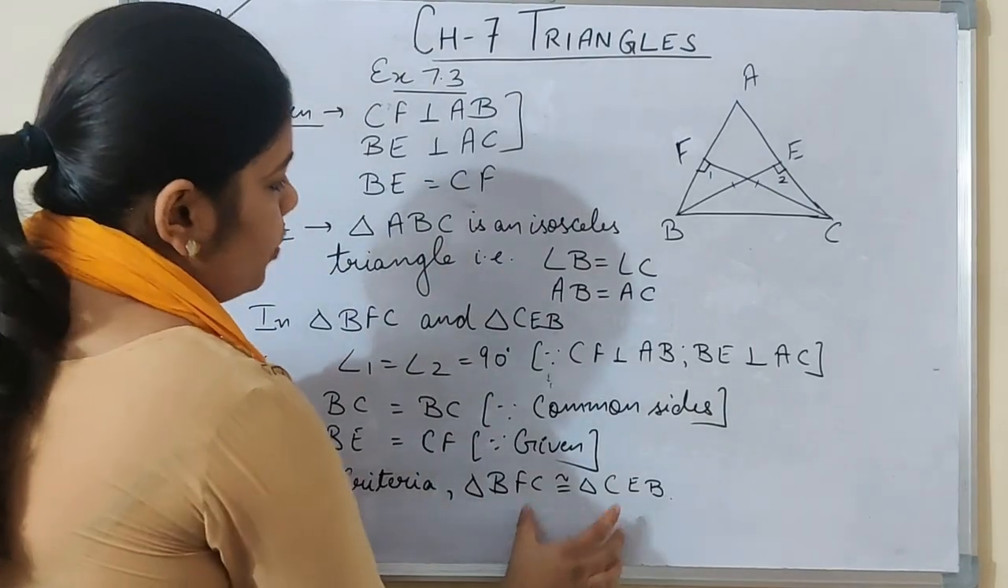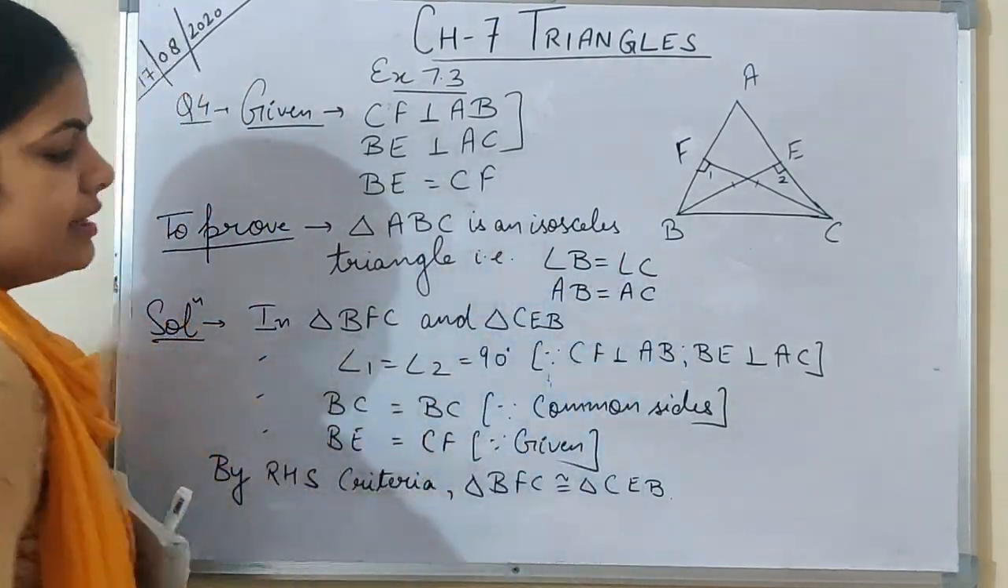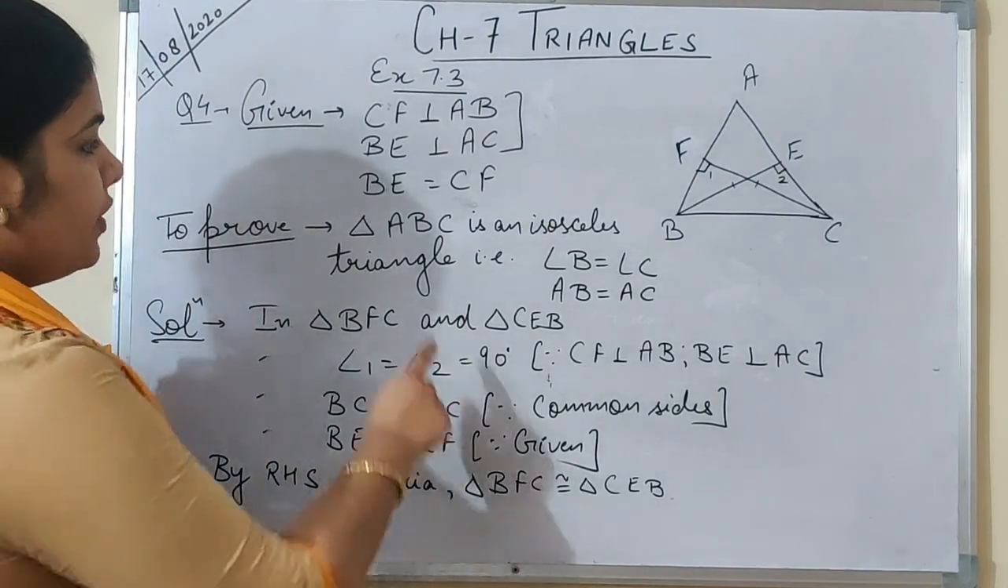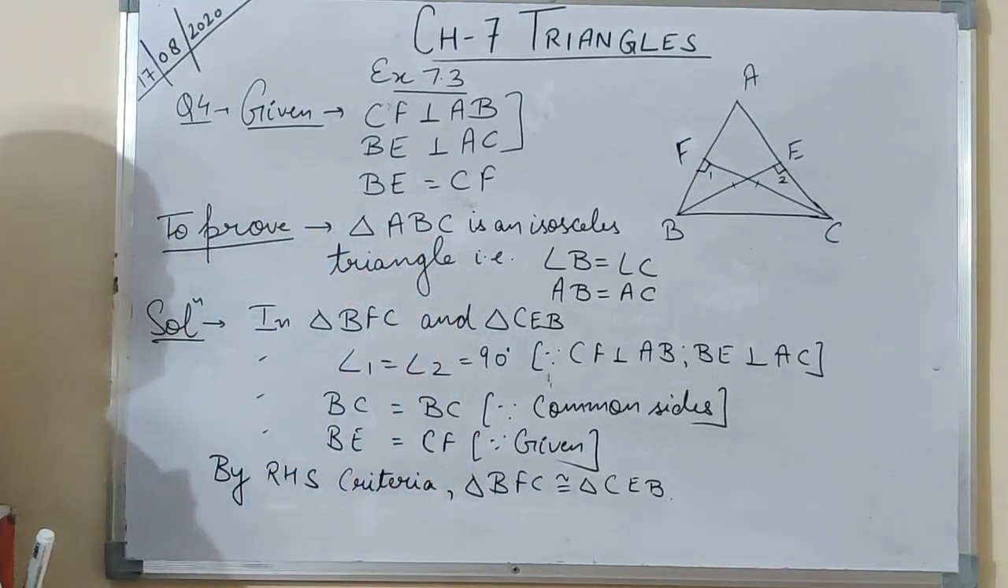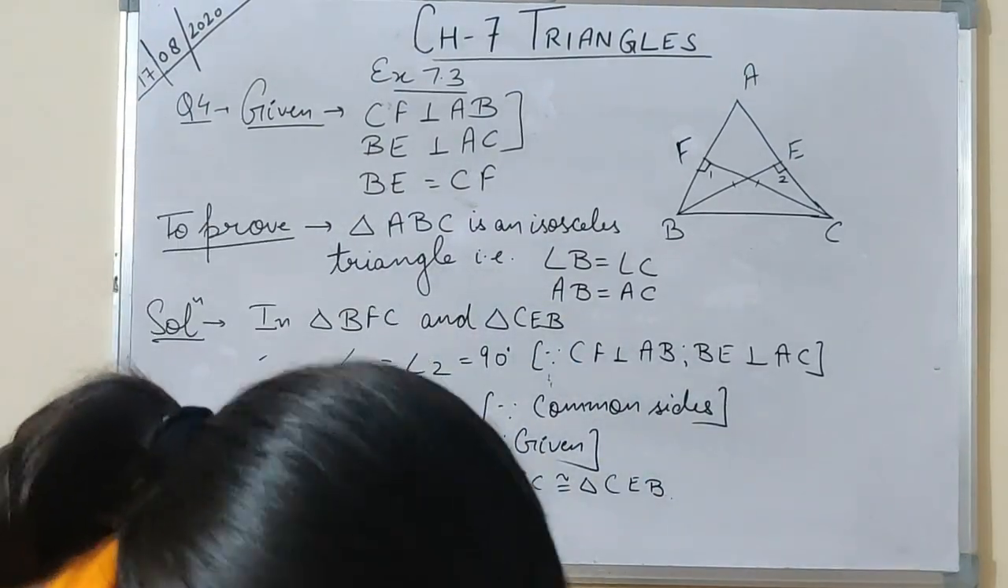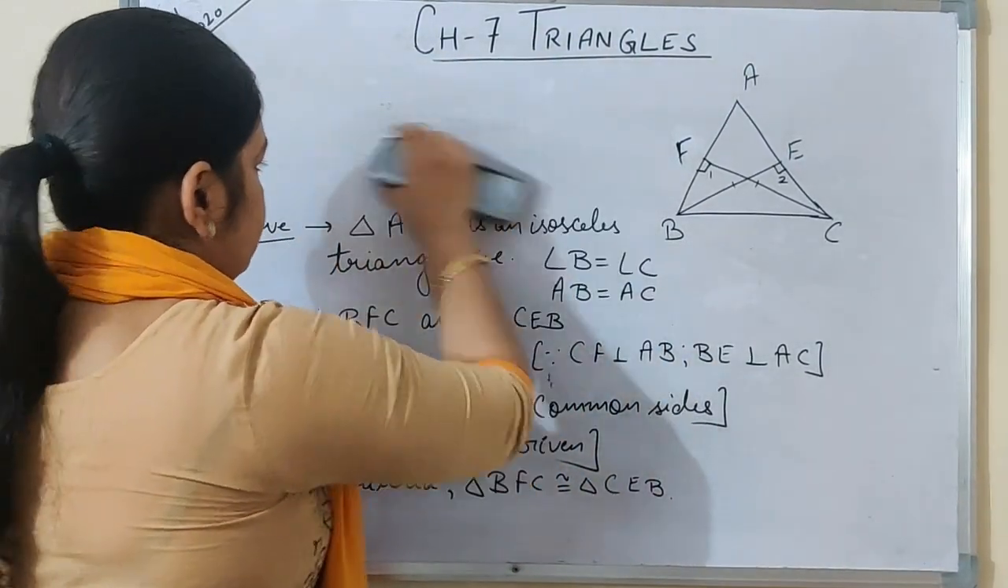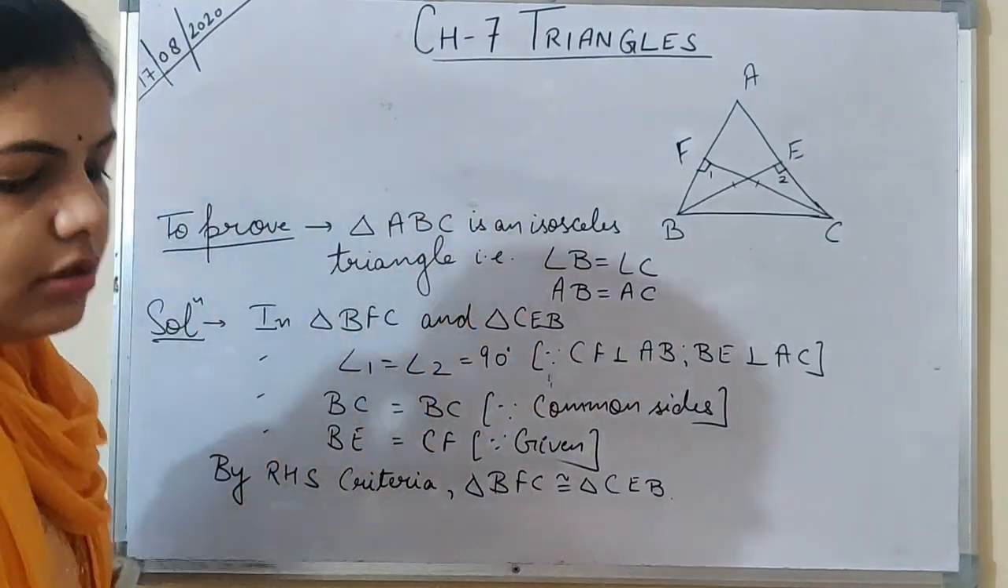Now after this we can prove that angle B is equal to angle C. We have to prove this because till here the question is not completed yet. We have to prove that triangle ABC is an isosceles triangle. Now after this, I'm just writing it on the top.